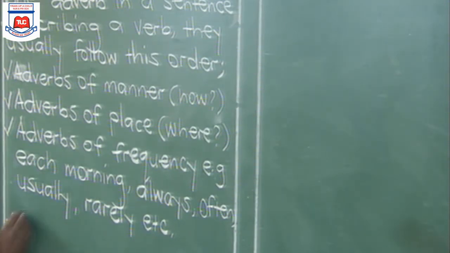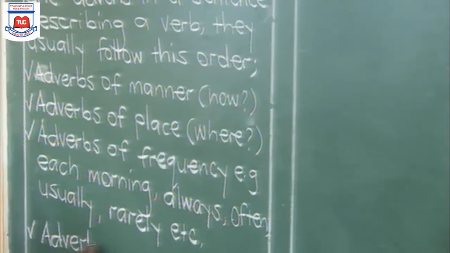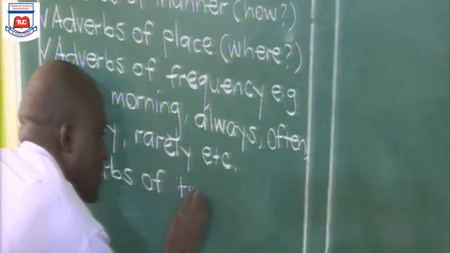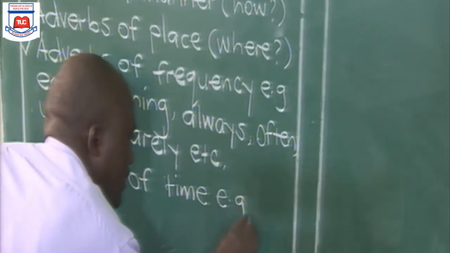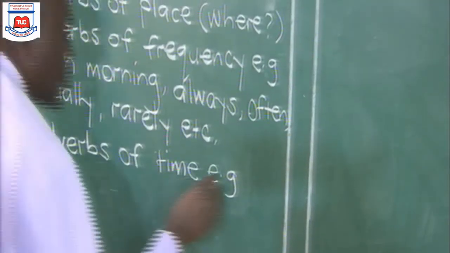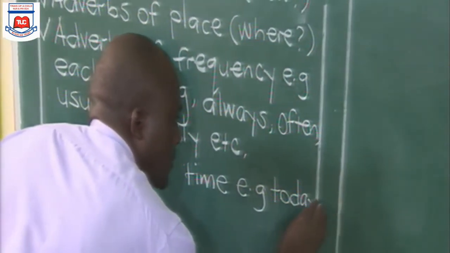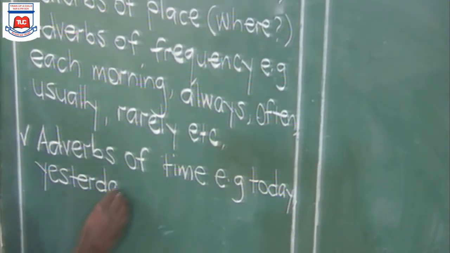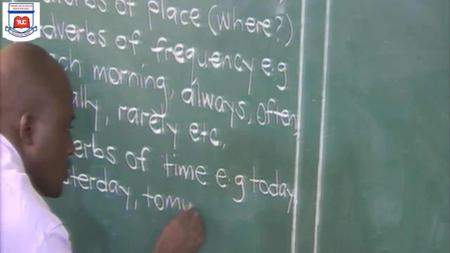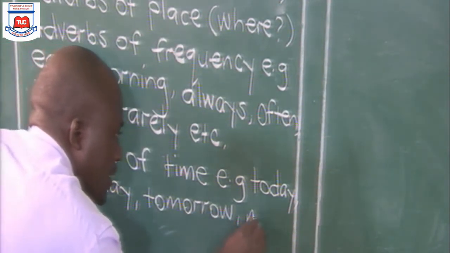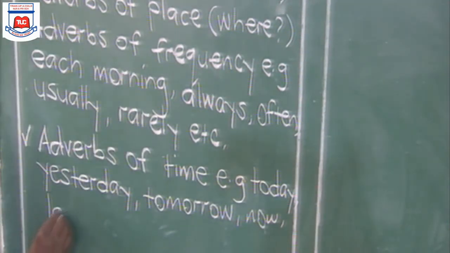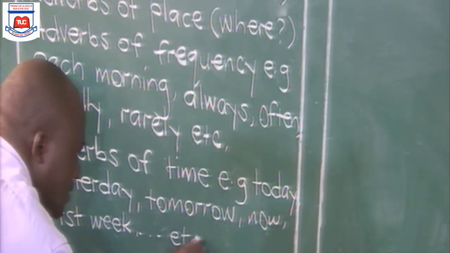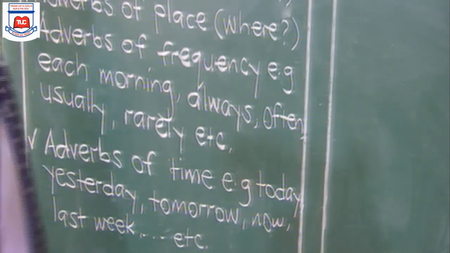The next adverb that comes is adverbs of time. Examples of adverbs of time we can give here are today, yesterday, tomorrow, now, last week, last year, and many others. So these are examples of adverbs of time.